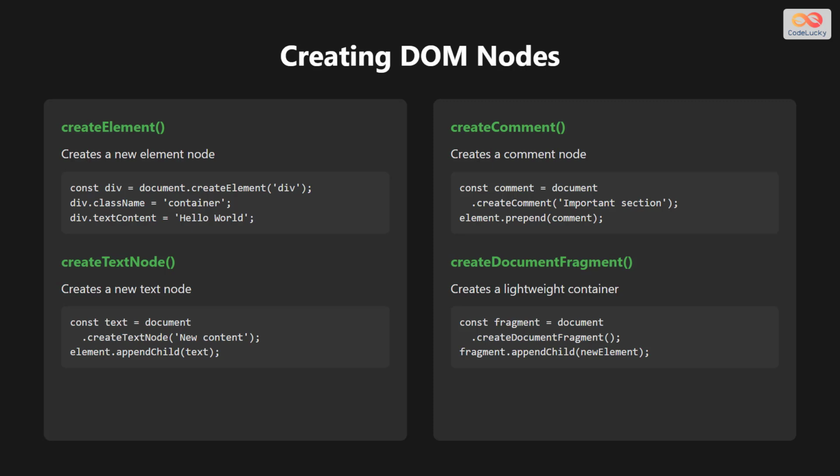Next, we have the createTextNode method. This method creates a new text node with the specified text. You can then append this text node to any element. We can also create comment nodes using the createComment method, which will create a comment node containing the given text. We can also create a document fragment, which is a lightweight document fragment. This fragment can then be used to append elements and can later be appended to the DOM.